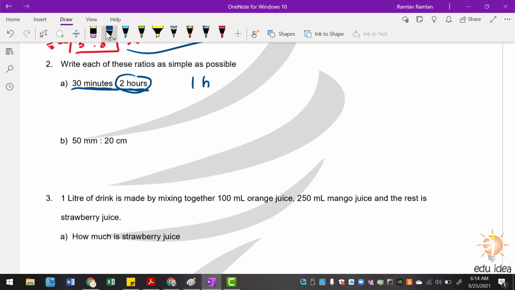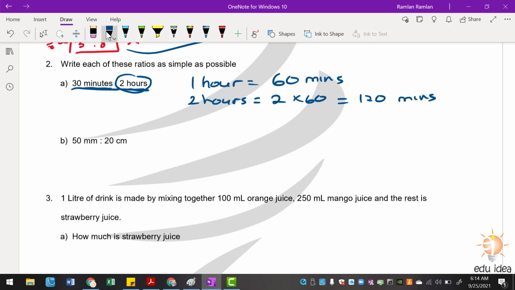Because we know that 1 hour is equal to 60 minutes, right? Which means that 2 hours is going to be 2 times 60 minutes, which is equal to 120 minutes. So we can convert that into minutes. So I can write that as 30 minutes to 120 minutes.